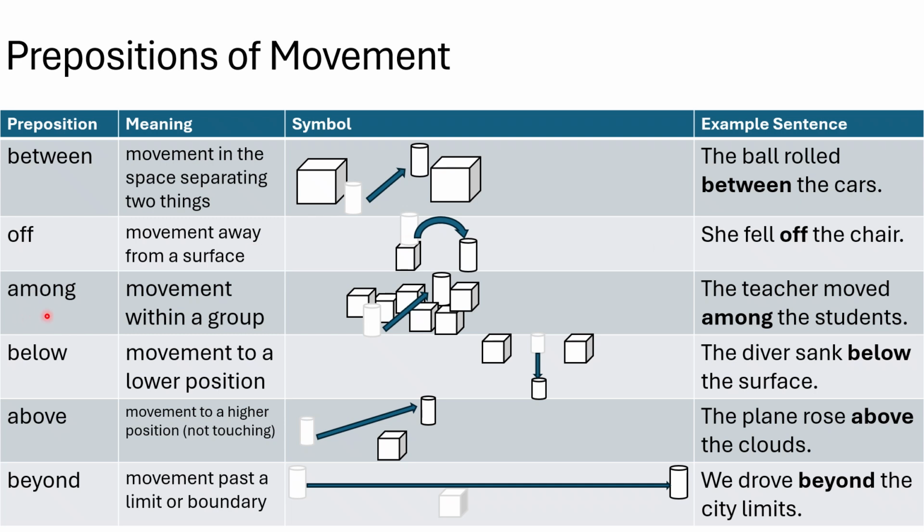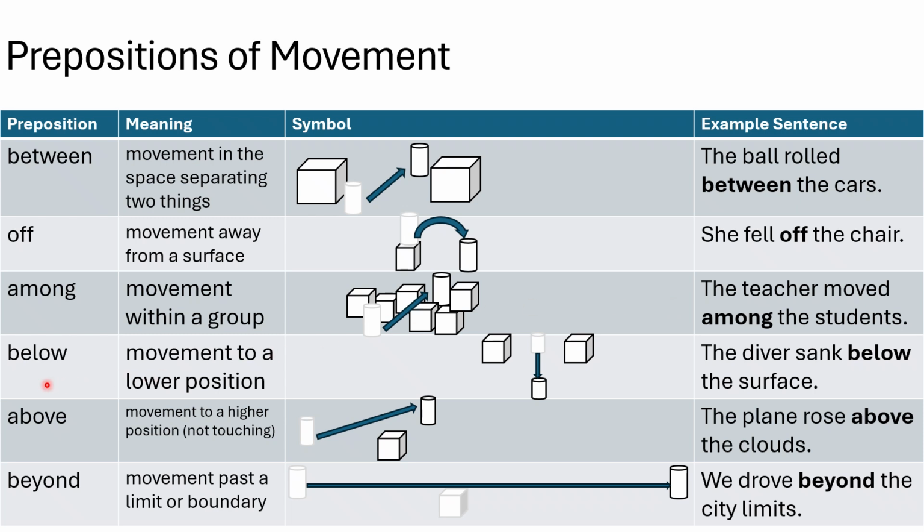The preposition among means movement within a group. This symbol illustrates the cylinder moving among the boxes. Listen to the example sentence. The teacher moved among the students.